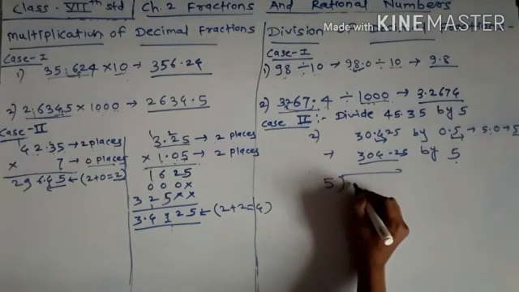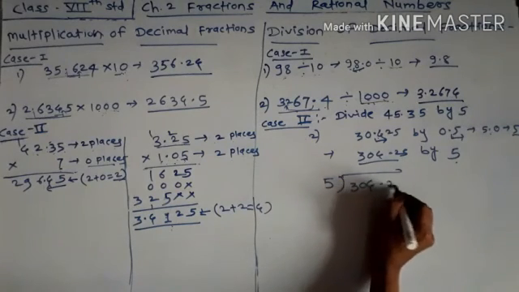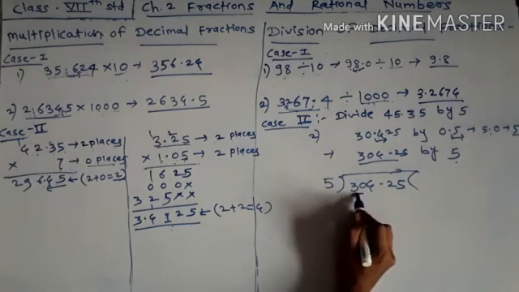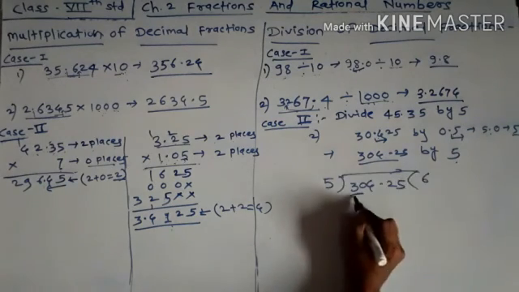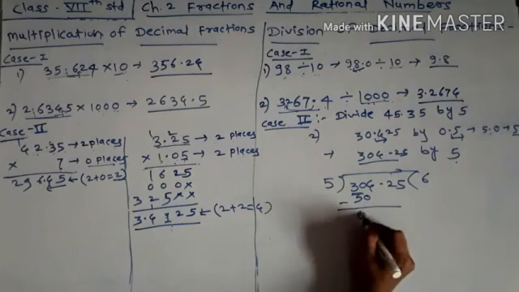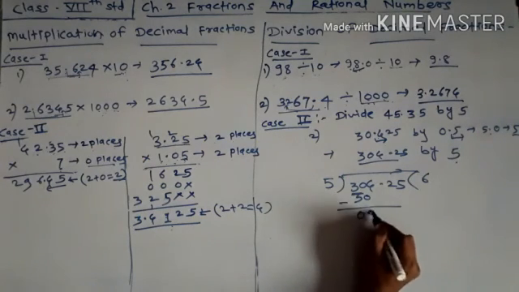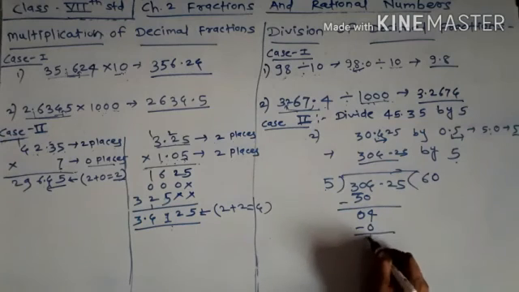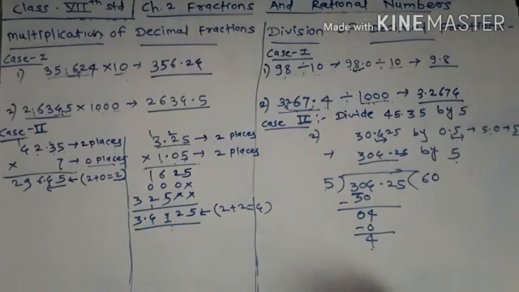That means 304.25. Firstly we divide 30 by 5. So 5 6s are 30. Then we get 0. Now we take the next digit, that is 4. So 4 is smaller than 5. So we divide it by 0. And here the remainder is 4.